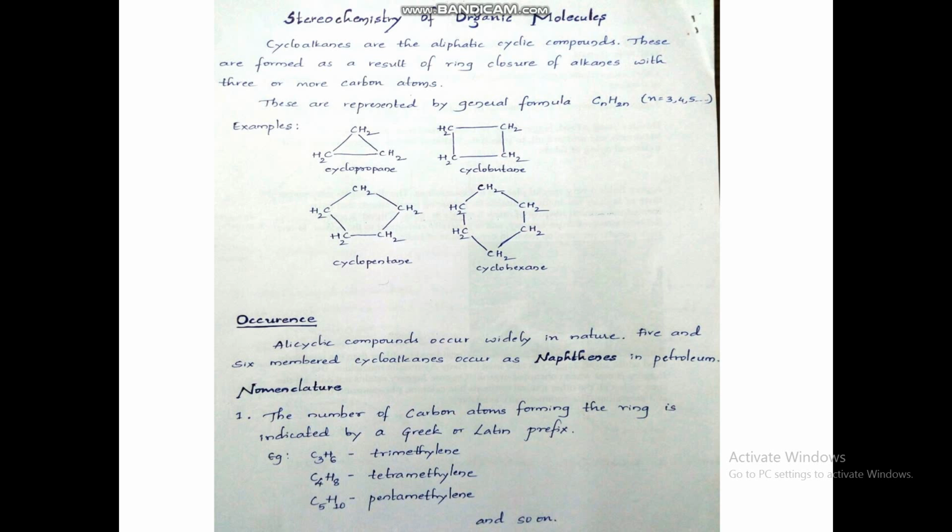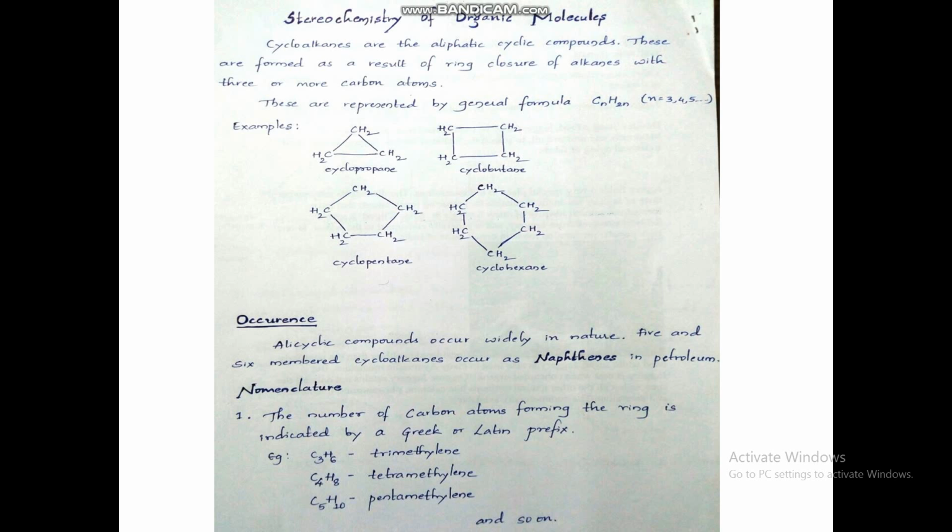Hello dear students, today our next chapter is stereochemistry of organic molecules. I think you already know what stereochemistry means. Stereochemistry is a branch of chemistry which involves the study of the relative spatial arrangement of atoms that form the structure of molecules and its manipulation. We are going to apply stereochemistry to organic molecules.